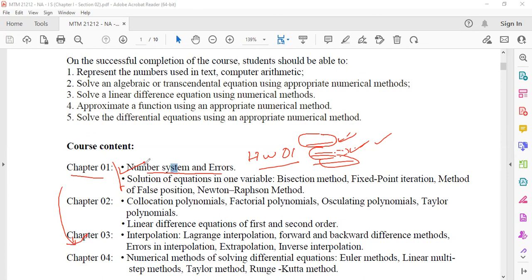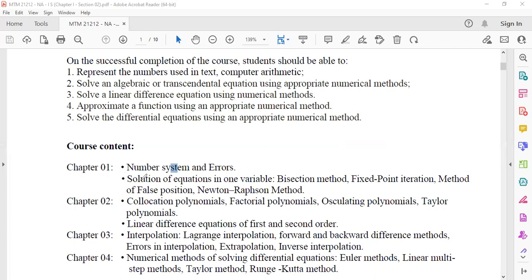Okay, so next, we are in lecture number 3. It is section 2 of chapter 1, I have named it in that way. It is the solution of equations in one variable. Here we are going to see some methods to solve these equations, and we can see them one by one.